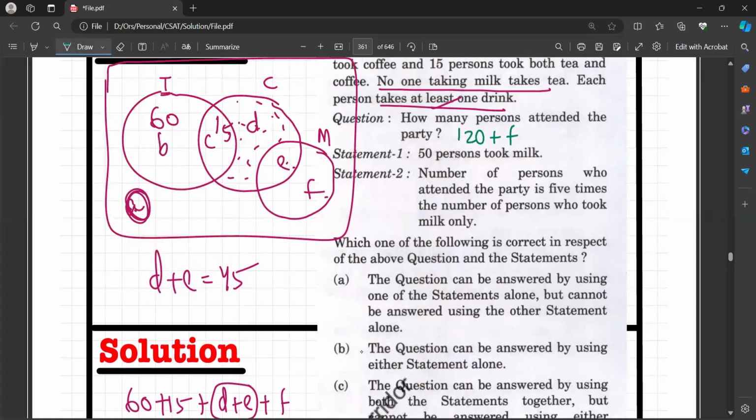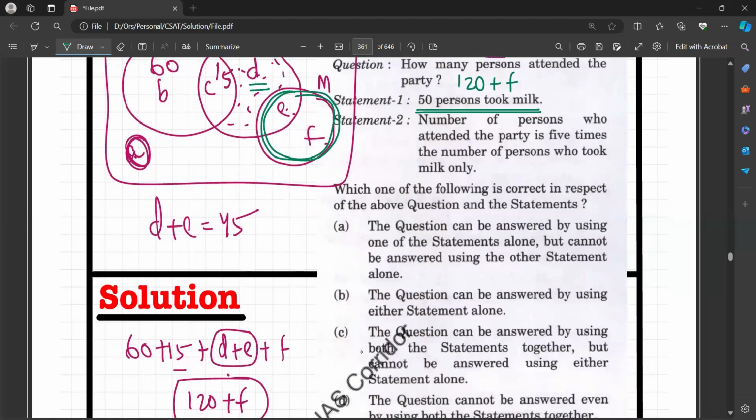50 persons took milk. That means E plus F is 50. Can you get the total answer? 50 persons took milk. We know E plus F, but we don't know D. So statement 1 alone cannot give you the answer.